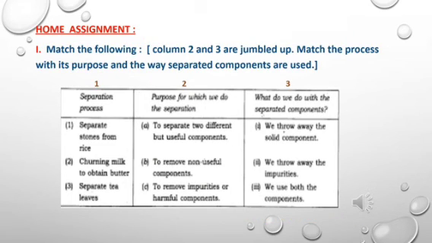Home assignment. First, match the following. Three columns are given. Columns 2 and 3 are jumbled up. Match the process with its purpose and the way separated components are used. So what you are going to do: the first column is as it is, 2 and 3 are jumbled, and you have to put them in a proper order.